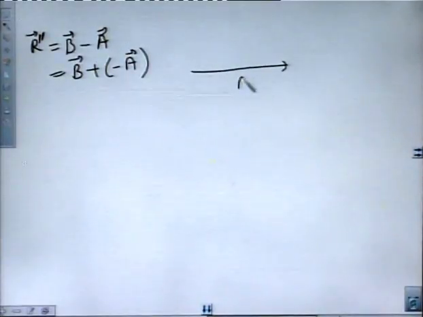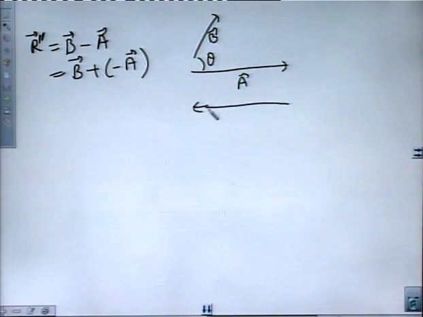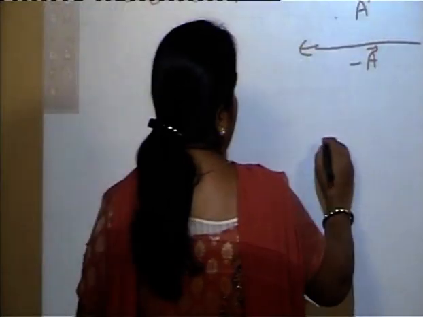If we have to take B vector minus A vector, this is equal to R double dash vector. This can be written as B vector plus minus of A vector. The vector A is this one and vector B is this one. The angle is theta. In this case we take the negative of vector A, minus A vector, and we add B vector and minus of A vector.